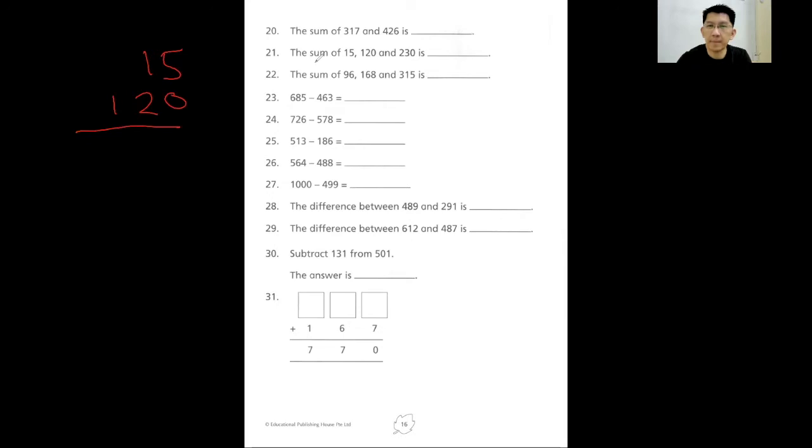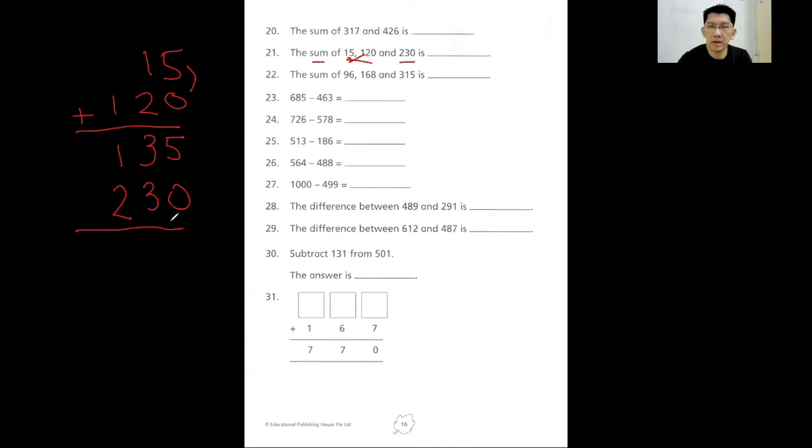And here it says the sum. Sum means addition. So we're going to put a plus sign here. All right. So 5 plus 0, that is 5. 1 plus 2, that is 3. And nothing, 0 plus 1, that's just 1. Well, we have done these two numbers. So what about 230? We will continue to add 230 to the answer that we already had. So I'm going to write down 230 here. That's the way we do it.